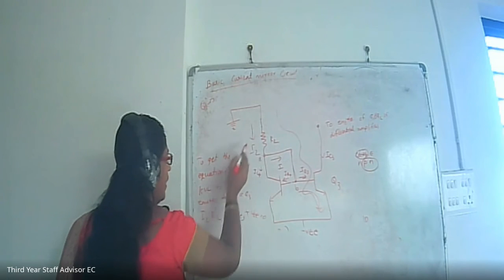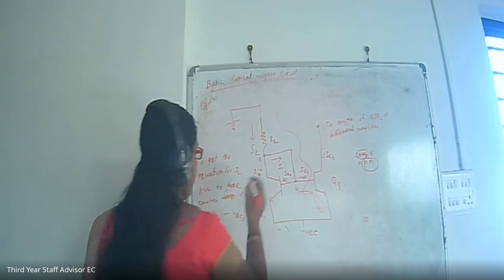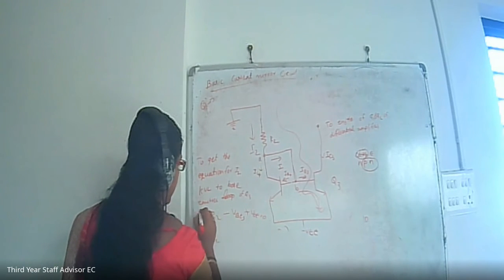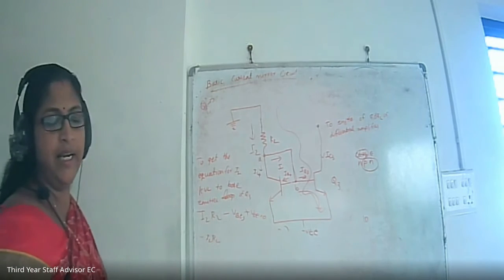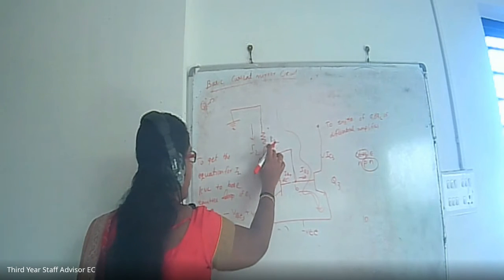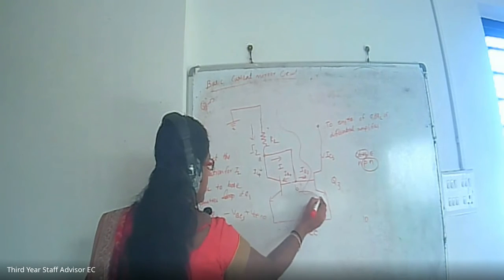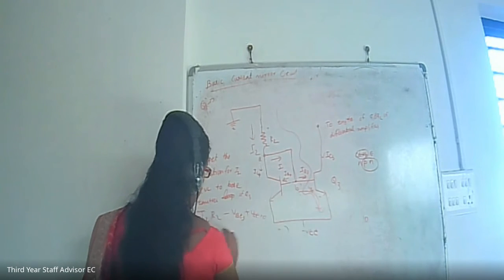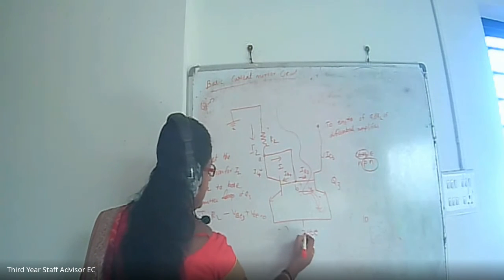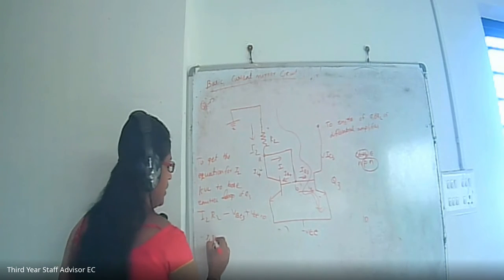Okay, so that will be I2, the current flowing through R2. Either you can write minus I2 into R2. Current flows from higher potential to lower potential, so we take minus I2 into R2, minus VBE3. The plus-minus symbol is the source, equal to plus VEE, equal to 0.